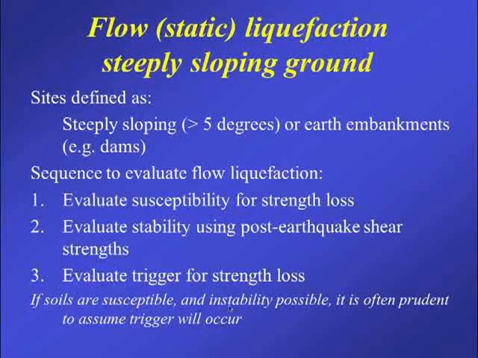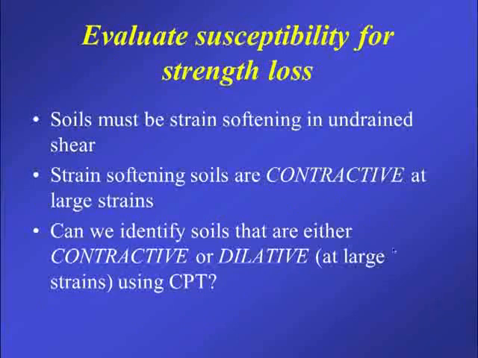Now, if soils are susceptible and instability is possible, in other words, when you've used the, here it says post-earthquake, but basically the strain softening liquefied undrained strength values, if you use those values and stability is significantly less than a factor of safety of 1, then often it's prudent to assume that triggering will occur, because case histories have shown that sometimes very minor triggering has caused instability. And again, we'll mention this a little bit later.